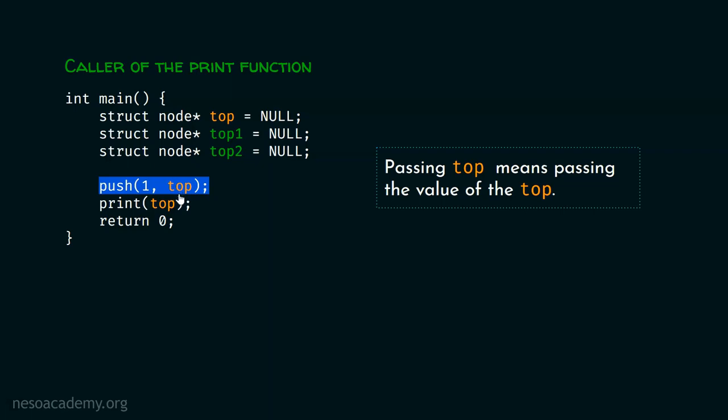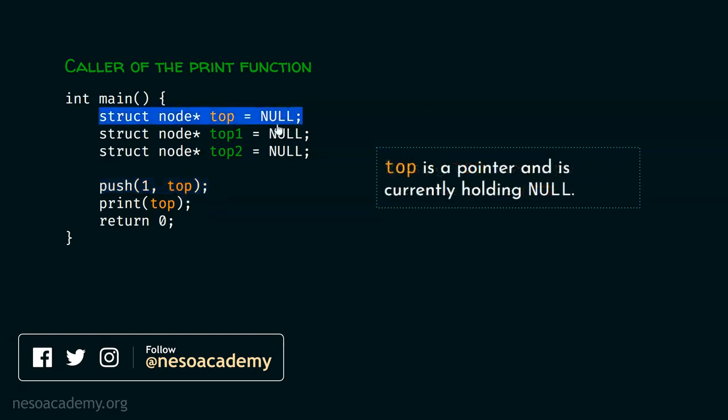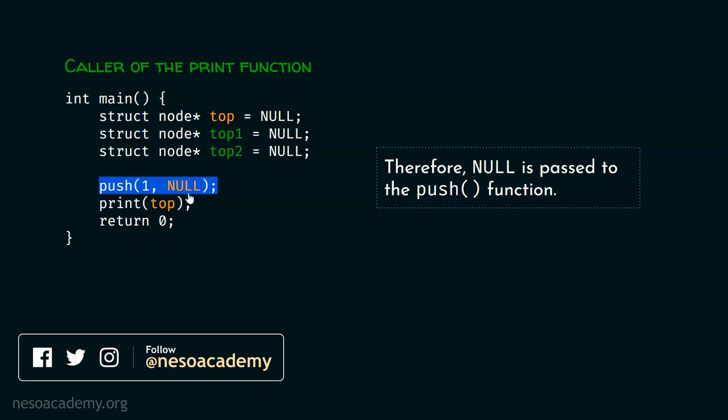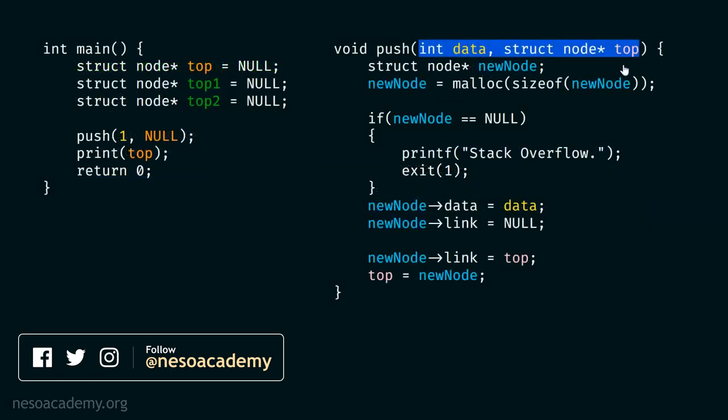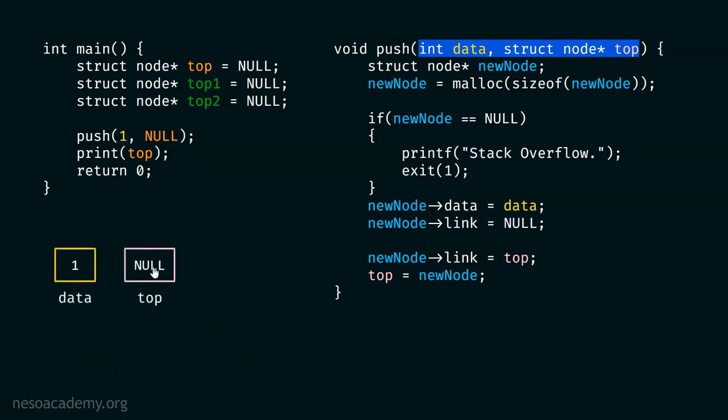This is what we should understand. Here we are passing top, which means we are passing the value of the top. In other words, we are passing a copy of the top. Now, we know that the top pointer is currently holding null. Therefore, null is passed to the push function, right? So we can replace this by null. And here in this push function, this top pointer will receive null and data will receive 1. So we can say that top is null and data is 1. This top pointer is local to this push function.